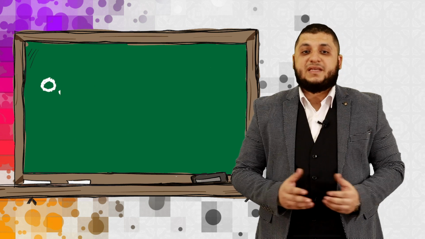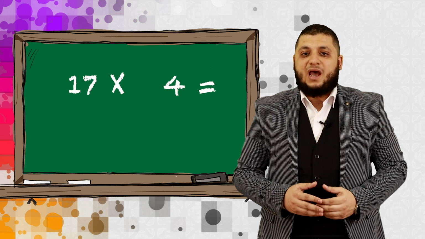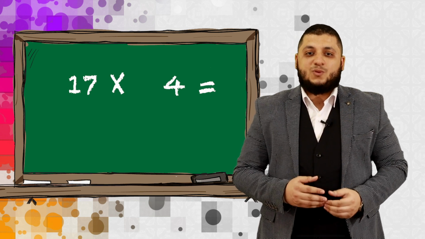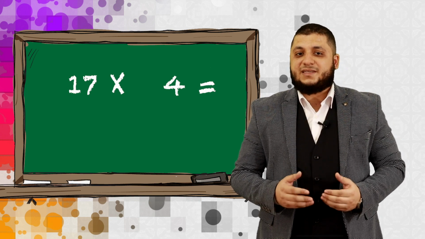Another example, 0.17 times 0.4. Neglect decimal points. Now we have 17 times 4. 4 times 7 equals 28, 8 and carry 2, and 4 times 1 equals 4 plus 2 equals 6. So the result is 68.